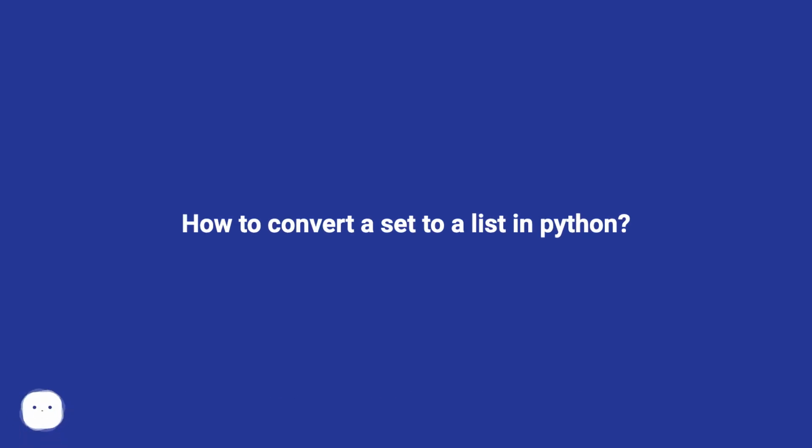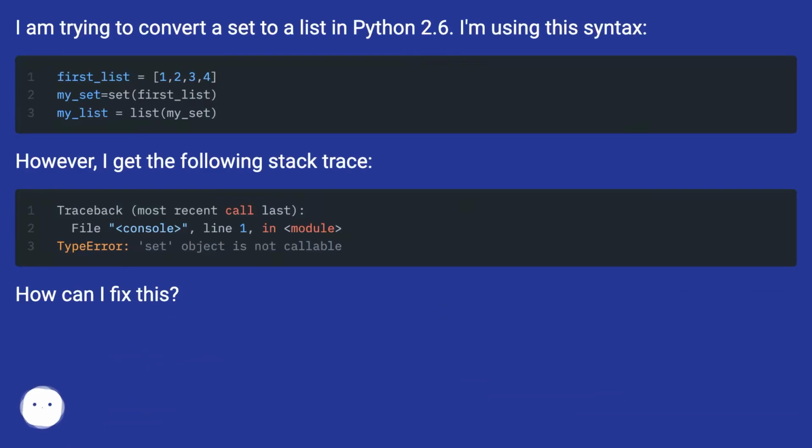How to convert a set to a list in Python. I am trying to convert a set to a list in Python 2.6. I'm using this syntax. However, I get the following stack trace. How can I fix this?